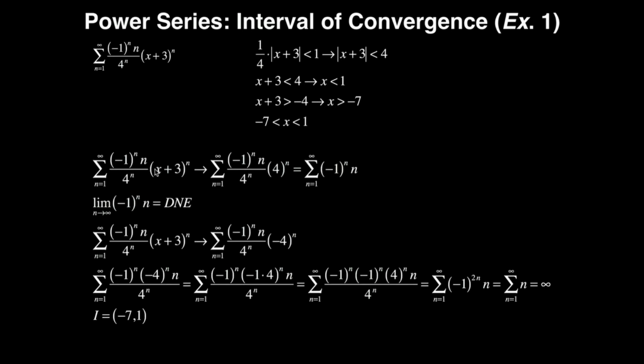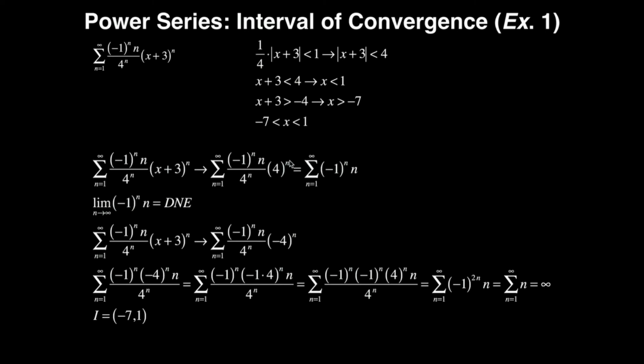Let's plug in positive 1. That was one of our endpoints. So we plug in positive 1 for x, remember. We get that the series from n equals 1 to infinity, we have a negative 1 to the n times n over 4 to the n. But if we plug in a 1 here, 1 plus 3 is 4 to the n power.